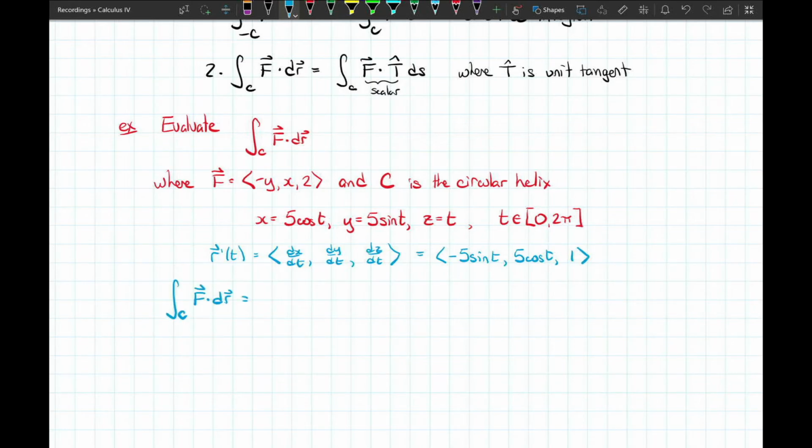So taking our vector field, negative y, x, and 2, we will plug in points on the helix. For y, 5 sine t, and for x, 5 cosine t, and there's nothing to plug in for z. Z doesn't show up as any part of the function for our vector field. We need to dot product that with r prime of t, and that will allow us to write this in terms of dt. We are going to integrate from 0 to 2 pi.